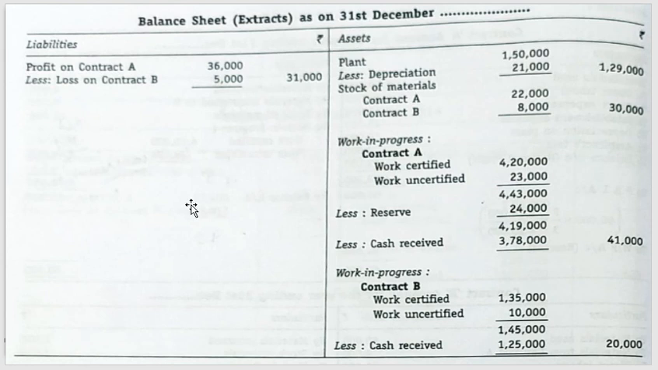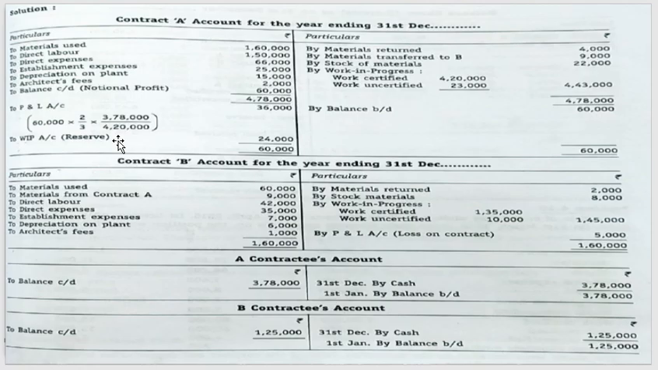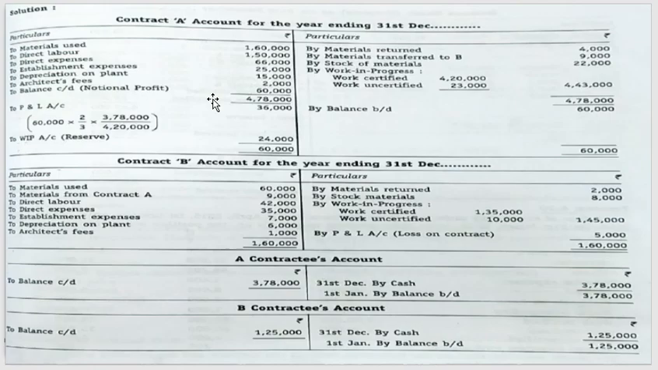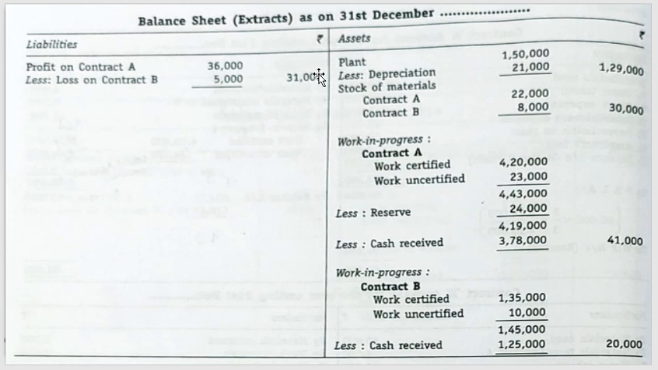In your liabilities, we will be recording any accrued or outstanding. As there is no outstanding or accrued, we have profit and loss. So we will show the profit of contract A, which is 36,000, which has been gained. How did you get this 36,000? It is the notional profit, which we have divided and forwarded or shown in your profit and loss account for contract A, which is 36,000. And we have a loss for contract B of 5,000, which will be minused, and the exact profit the contractor has received is 31,000.